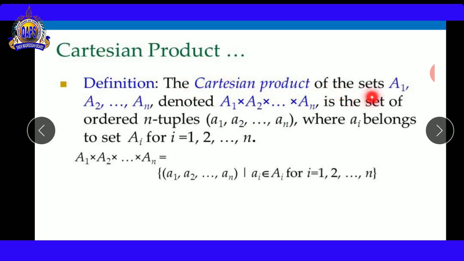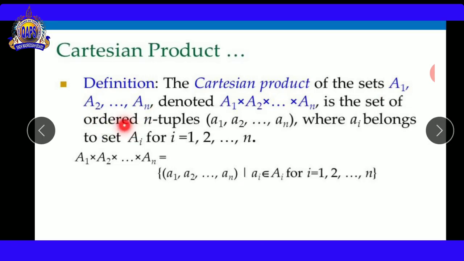The Cartesian product of the sets A1, A2 up to AN, denoted by A1 cross product A2 cross product, and so on, must start from A1 to AN. A capital represents any set. So A1 represents set 1, A2 represents set 2, up to AN, meaning they all represent sets. So the Cartesian product of the sets A1, A2 up to AN, denoted by A1 cross A2 cross up to AN, is the set of ordered n-tuples, because there are many sets from A1 to AN.